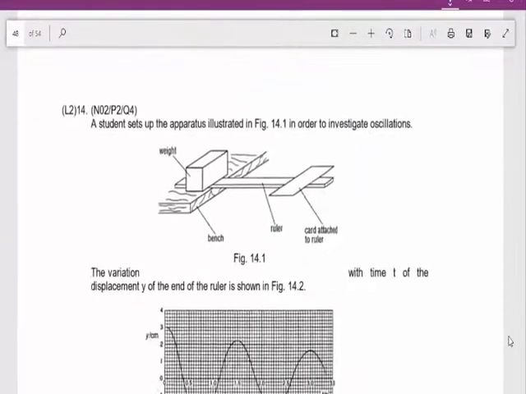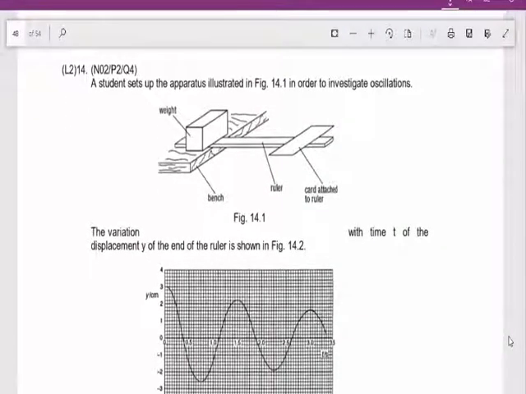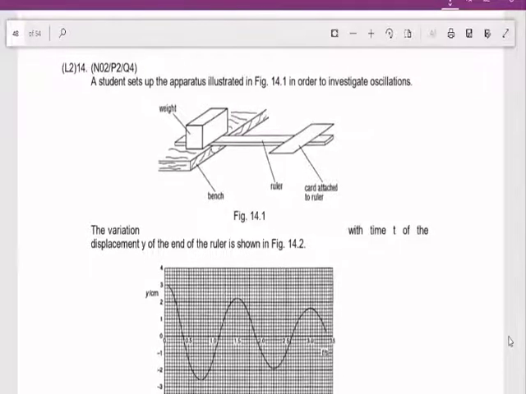Okay, to question 14. Right, question 14, we have a piece of ruler that is secured in the bench end, and then you put a piece of cardboard. Then you allow it to oscillate in the vertical direction. The variation with time of the displacement of the cut of the ruler is shown there.